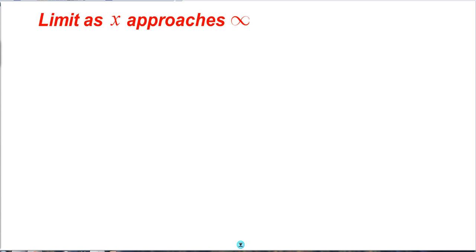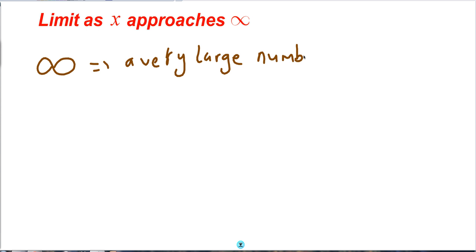What is the limit as x approaches infinity of any function? What does it mean, the limit as x approaches infinity? First, what's the meaning of the word infinity? Infinity simply means a very large number. So to find the limit as x approaches infinity, we are simply going to find the limit as x becomes very, very large. The value of the function as x is very large. And if it is negative infinity, it is when x is very large in the negative direction.